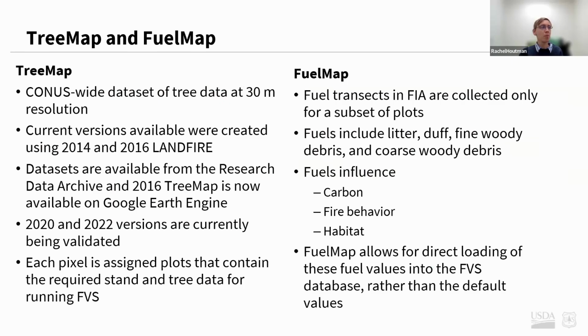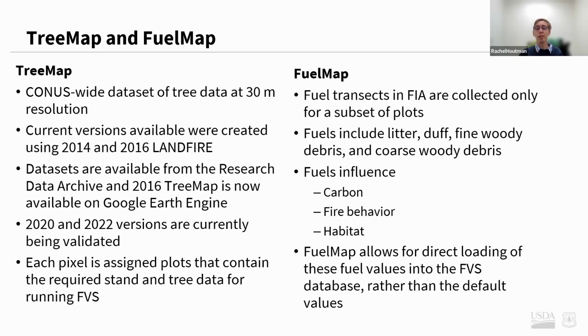All right, so we end up with this TreeMap data set and the FuelMap data set. TreeMap is a CONUS-wide data set. Sorry for repeating, but I always say repetition is how we learn. TreeMap is the CONUS-wide data set of FIA tree records at the 30-meter resolution. We have the versions for 2014 and 2016 available on the Research Data Archive currently. As Karin said, we're validating those 2020 and 2022 data sets. And then we also have the version that's 2016 that's available on Google Earth Engine.